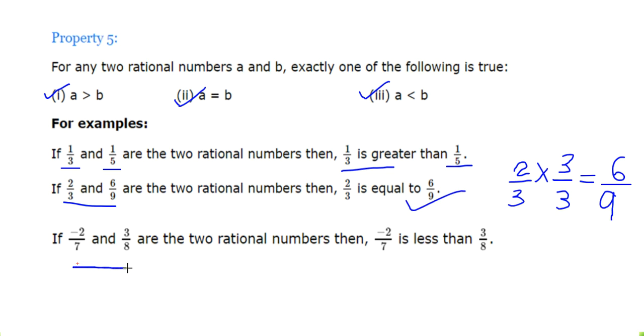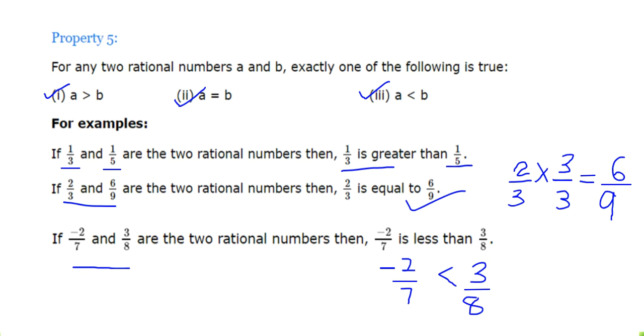Similarly, if I compare minus 2 upon 7 and 3 upon 8, I can write minus 2 upon 7 is less than 3 upon 8, as it is clearly visible. One of the rational numbers is negative, another one is positive. So obviously the negative rational number will be smaller than the positive rational number. So these were all the properties of rational numbers.